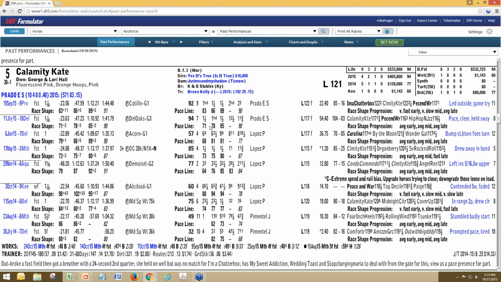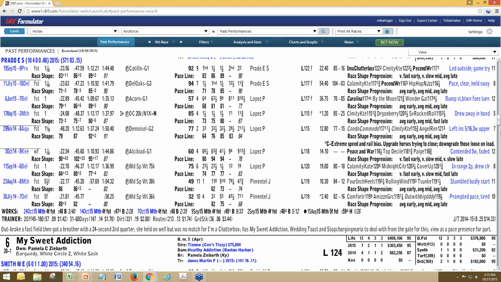Now, the pace figure people will also look at the number 10, Yahilwa, and they'll say, wow, some of her pace figures and some of the race shapes are really strong. Last time out at Keeneland, she was fast early in the Spinster.